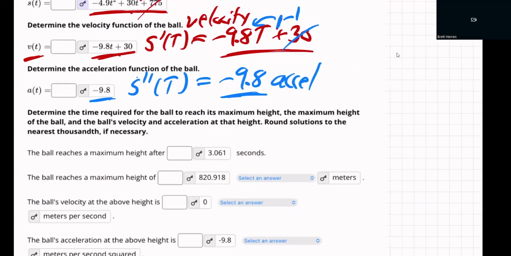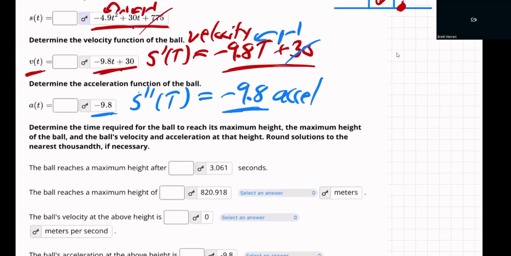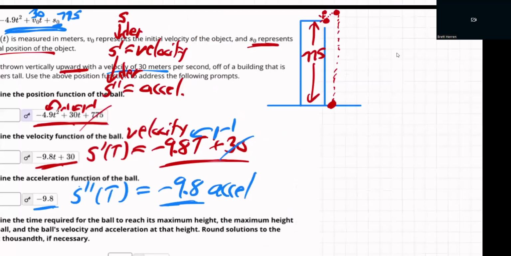Determine the time required for the ball to reach its maximum height. Okay, so when does it reach its maximum? They're going to throw this ball off the building. It's going to go up, up, up, and there's the max right there. What do we know about that max? The ball will stop going up and hang in the air for just a split second, right at the max.